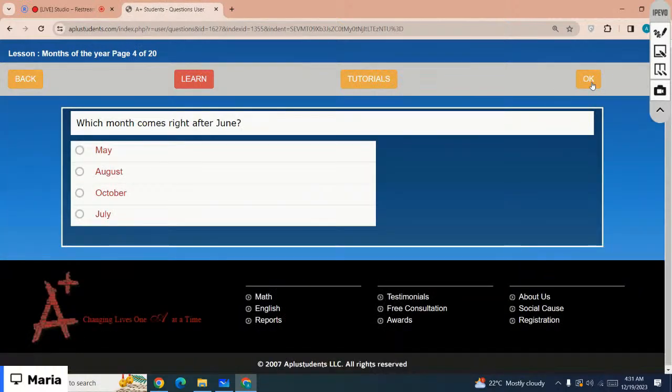The next one is which month comes right after June, which is the correct option. After June it is July, right? Right after June there is July.